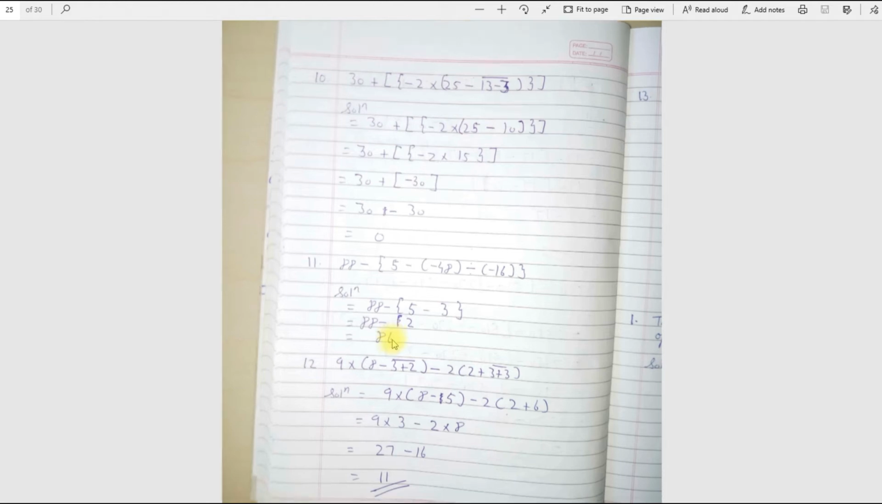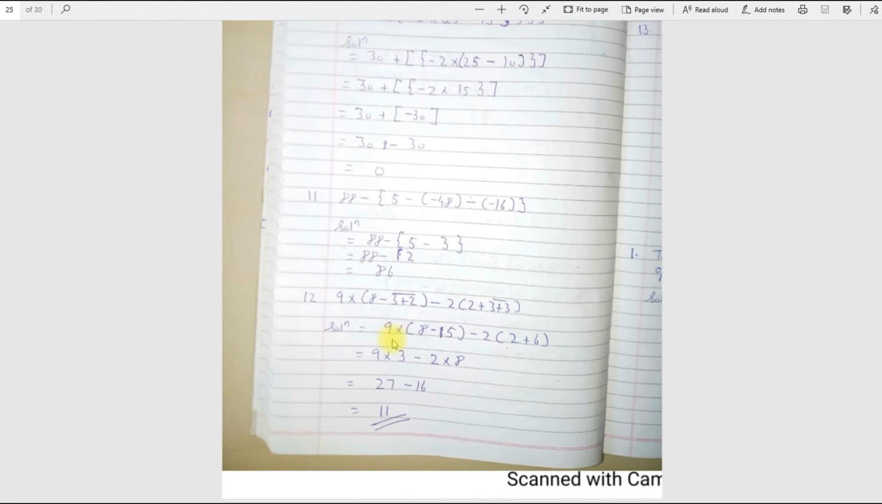Next, question number 11. So here again there are two bar brackets, so we do not have to change the method. The method remains the same. So what I will do is first I will solve the bar bracket. 3 plus 2 is 5 and 3 plus 3 is 6.